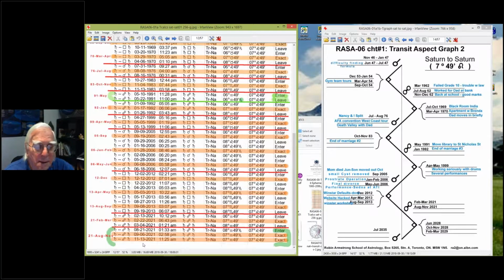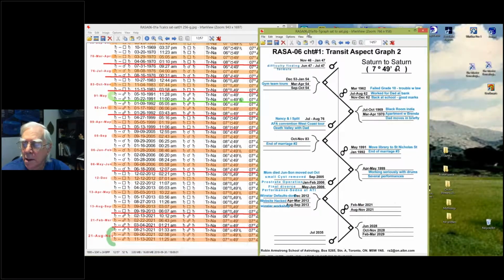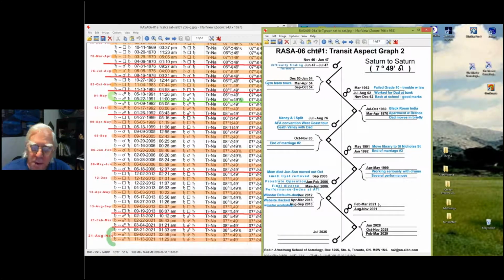So here we'd have November 28th, 21 being the next line, and that would be the leaving line. So we'd have from August right through to November. So let's see what I did here. This was for the opposition. Yeah, February, March 2021, and then August right through to November 2021.